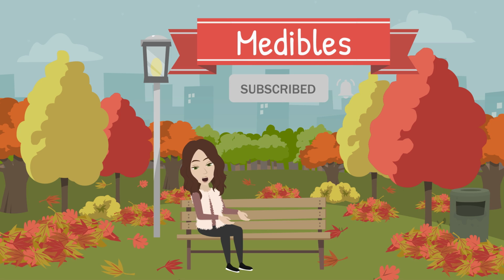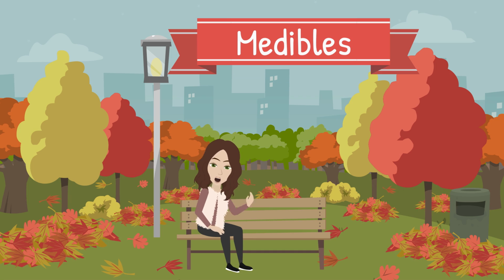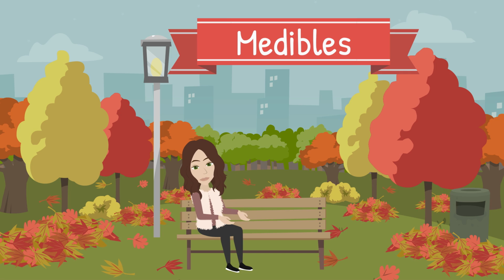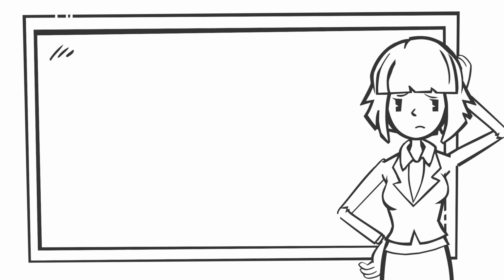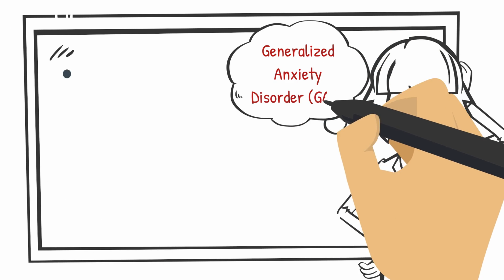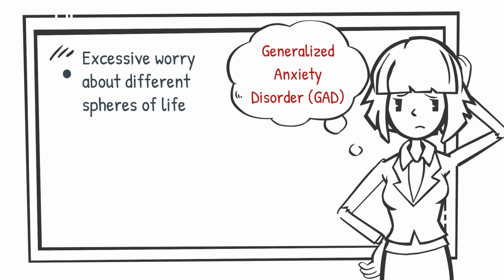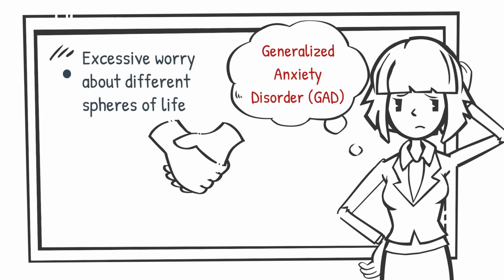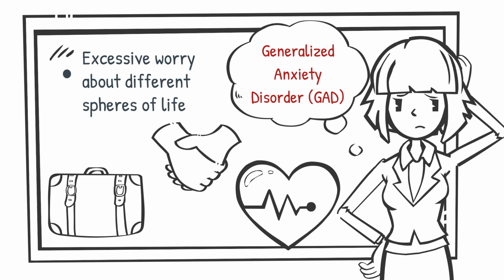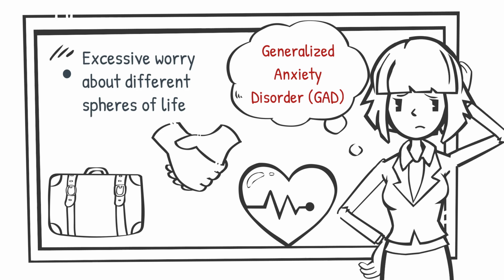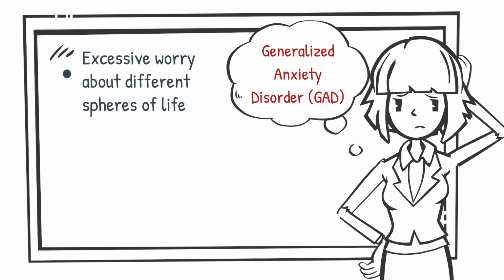Now let's take it to the whiteboard, where I will discuss generalized anxiety disorder and its causes, symptoms, diagnosis, and treatment. Generalized anxiety disorder, also known as GAD, refers to excessive worry about different spheres of life. This can involve personal relationships, health, school, or work, just to name a few. Everyone worries from time to time, however, the issue arises when the anxiety interferes with daily functioning, results in physical manifestations, or affects interpersonal relationships.